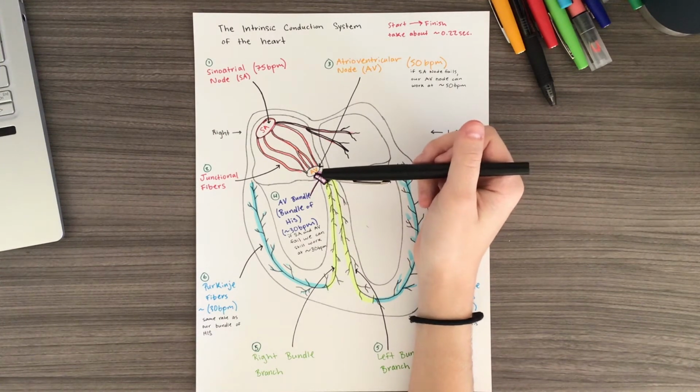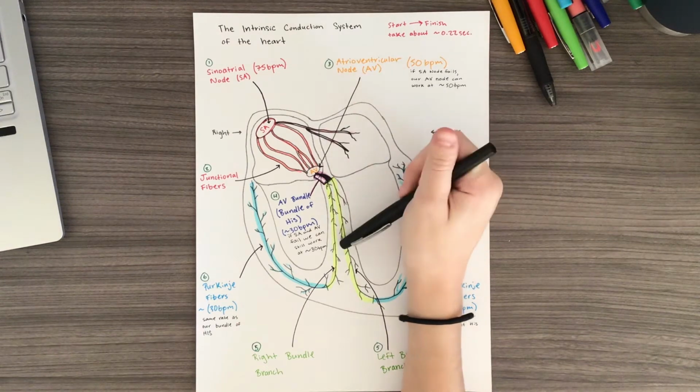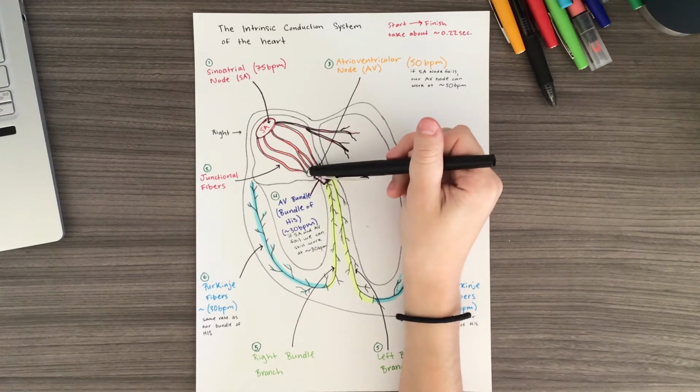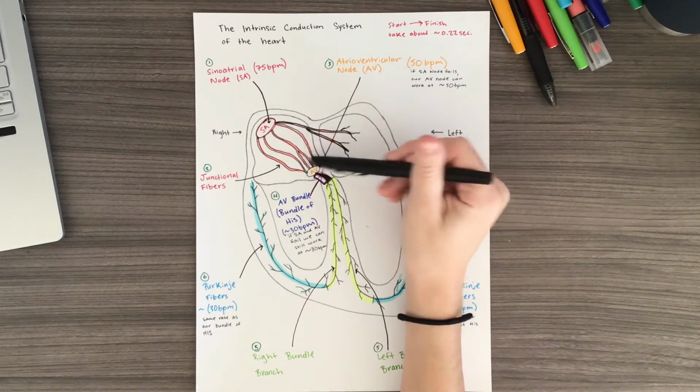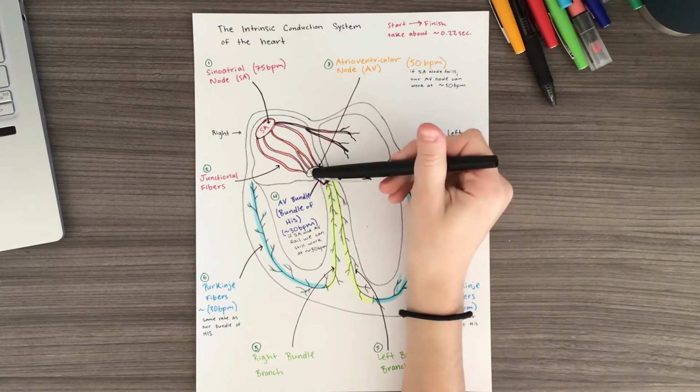This allows atrial contraction prior to ventricular contraction. If we didn't have this AV node to delay, we might have an issue where our heart is contracting our atria at the same time as our ventricles, and that would be very bad and very inefficient. And so we need this guy to delay the impulse so that the atria will contract before the ventricles contract. So that's his main job.